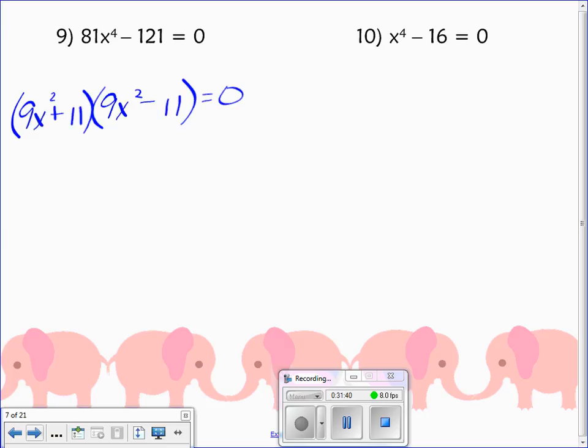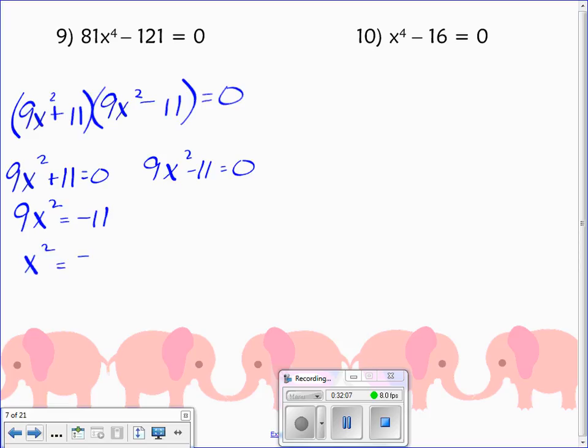Okay, so there it is factored. Let's set each one equal to 0. So 9x squared plus 11 equals 0. 9x squared minus 11 equals 0. Subtract the 11 here. I'll do one at a time. What do I do next? Divide by 9. So x squared equals negative 11 over 9.